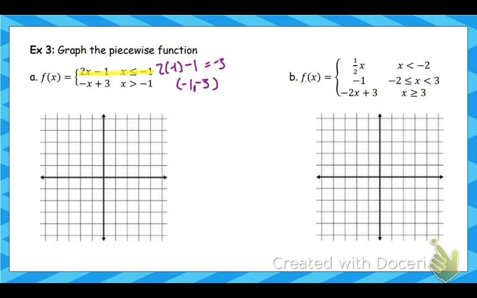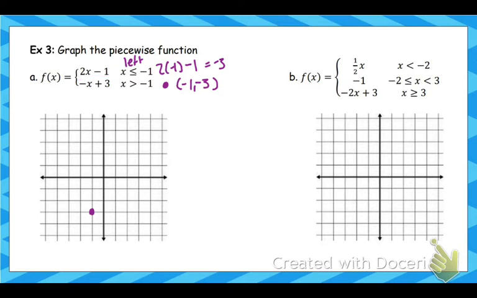Now I need to figure out if it's an open circle or a filled-in circle. Because it was x is less than or equal to, it's going to be a filled-in circle. So at negative 1, negative 3, I'm going to plot a filled-in circle. Then I'm going to plot the rest of this graph. How you do that is dependent on how comfortable you are with these graphs. When x is less than or equal to -1, that's going to be everything to the left of -1. Everything to the left is the line 2x minus 1.